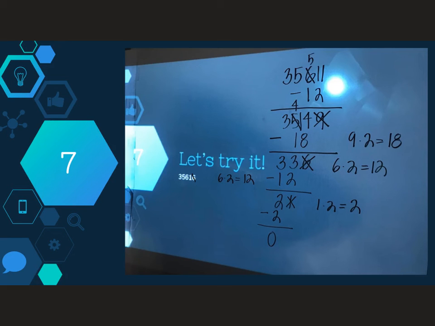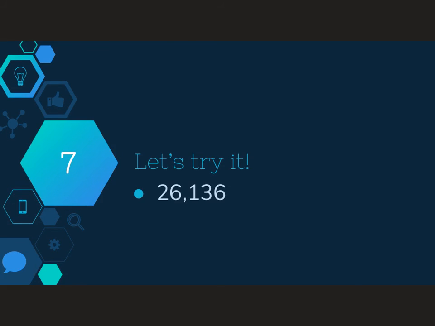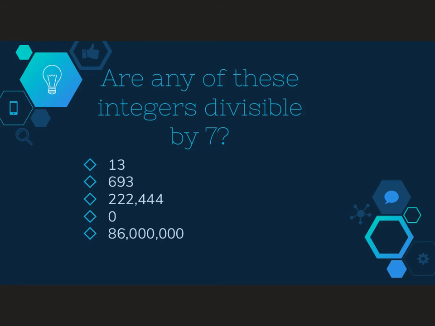So here's just an example that you can write out in your notes. So you've got a few step-by-step examples. I'll let you try this one and you can see whether that one works or not. 26,136. Are any of these integers divisible by 7? So again, you could try the algorithm or you can just divide them by 7. So pause and give that a little chance. Okay, after pausing, hopefully this is what you came up with. It's 693 and 0 both work.